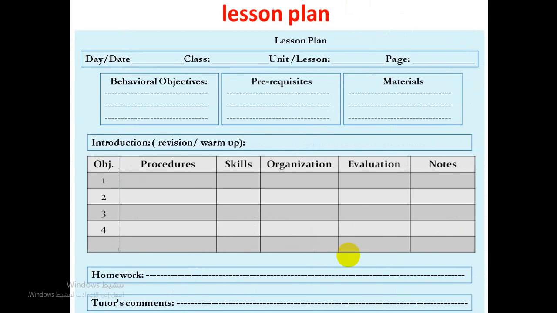Here we have a framework of a lesson plan. As you see here, the content of this framework: we have day and date, class, unit, lesson, page, behavioral objectives, prerequisite, materials, introduction, maybe revision or warming up, and the objectives. For each objective, we have procedures, skills, organization, evaluation, notes, and at the end we have homework and tutor's comments.